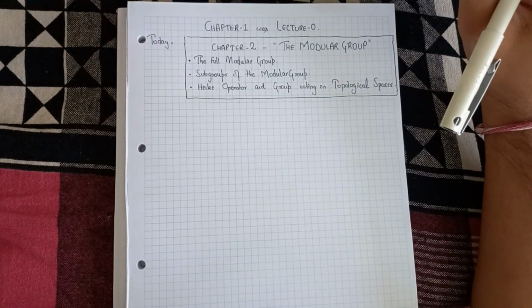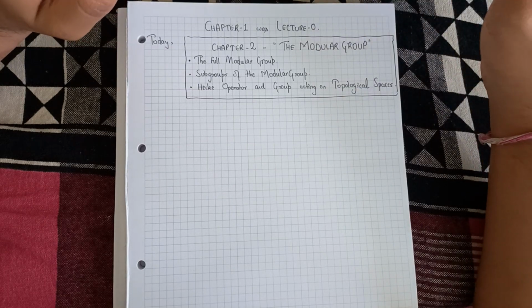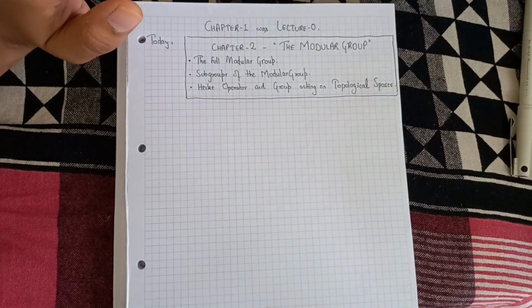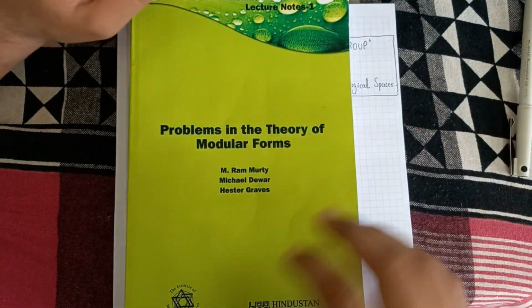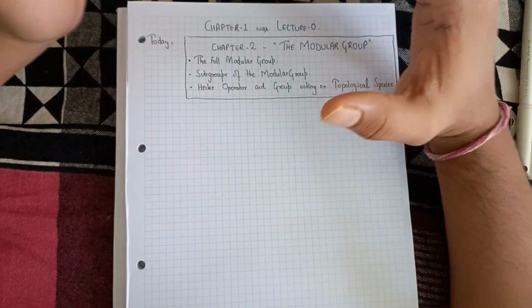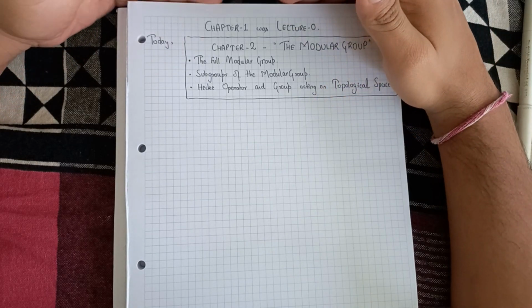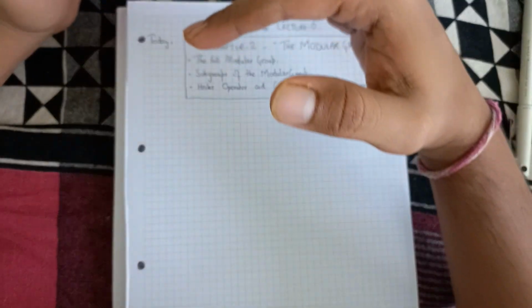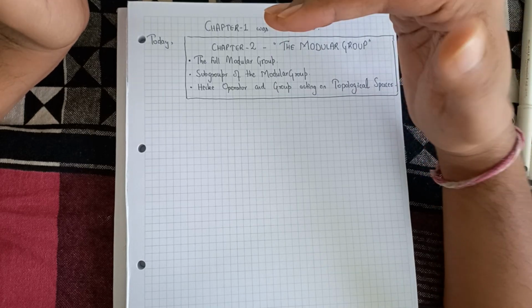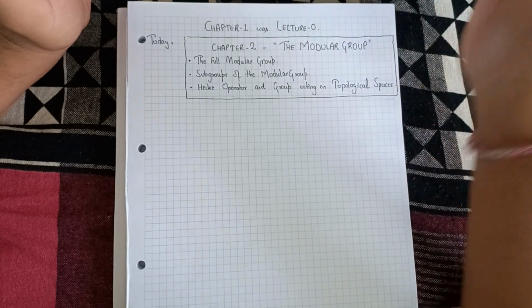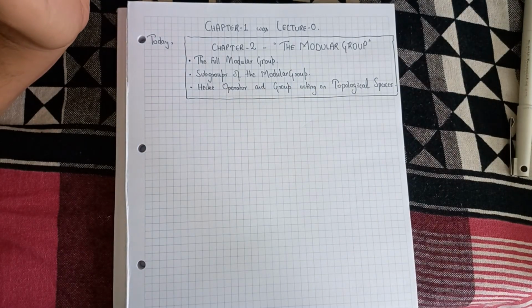In this chapter, we are going to follow this book, as I said earlier. Because the title is clear, the problems in the theory of modular forms, they will provide the introductory theory of modular forms in the way they prefer to explain theory, in a set of exercises. So most of the results are given in the form of exercises, which is good in a way that it is even easy to read.